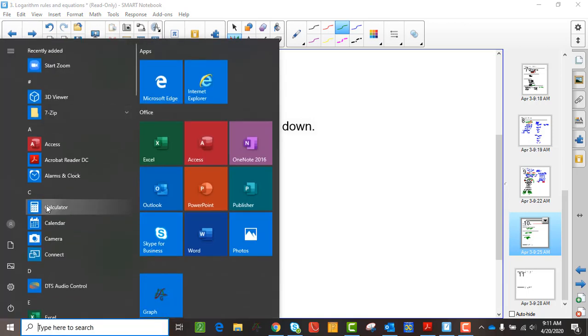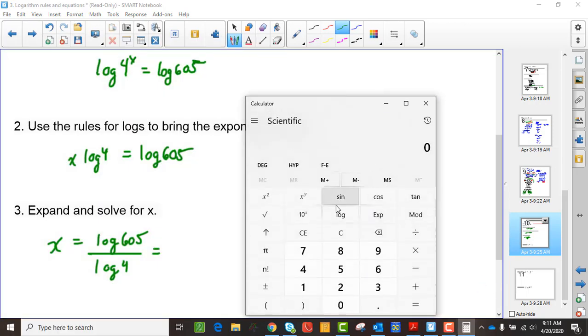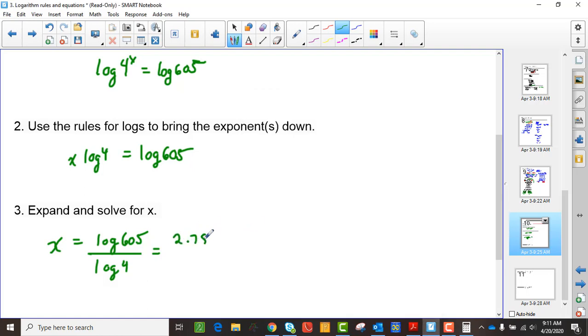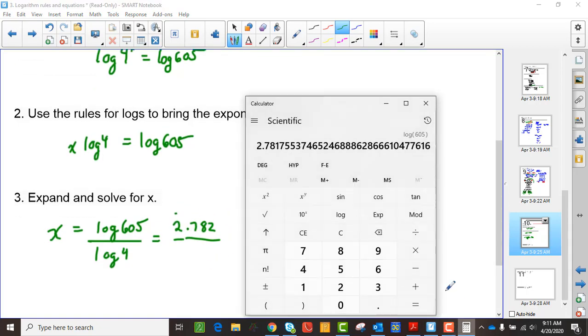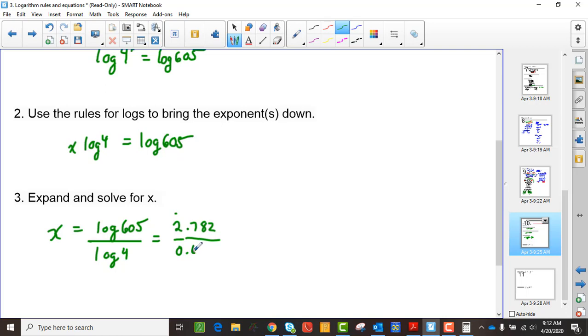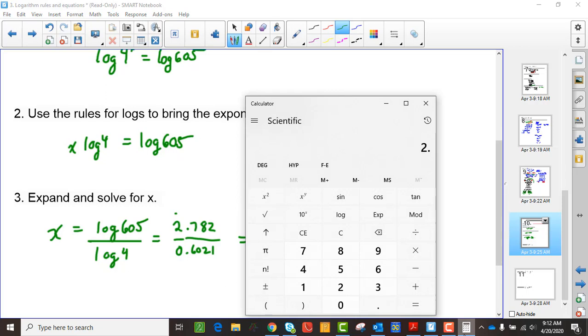And I'll just show you, I think this calculator has a log button. Yes, it does. So I'm going to go log of 605 first. So the log of 605 is about 2.78. I'm just going to write that down, 2.782. And then we're going to divide that by, if you have a calculator that allows you to, I would encourage you to put it all in at once. But I'm just going to show you each of the numbers. Log 4 is 0.6021. And then obviously this answer is going to be slightly rounded off, but 2.782 divided by 0.6021 gives me about 4.62.